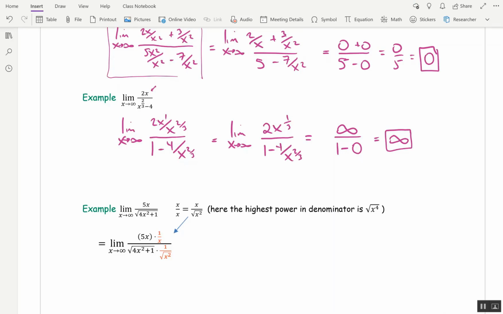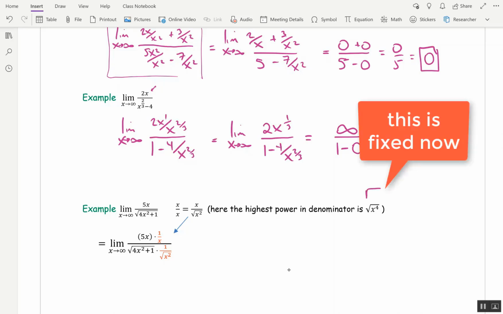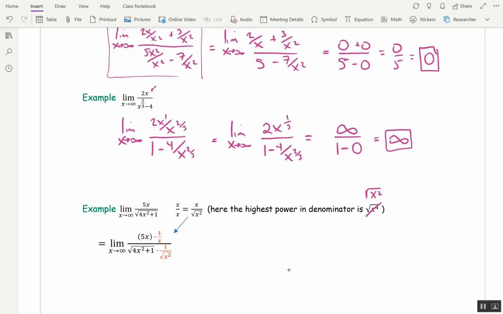So we're going to divide top and bottom by the highest power in the denominator, which is actually, this is a typo right here. It's the square root of x squared. X over x is x over the square root of x squared, since x is positive. Why do I want to write the denominator as a square root? The reason is because there's already a square root over here, and I want to combine the two square roots. And I can't do that unless I write x as the square root of x squared.